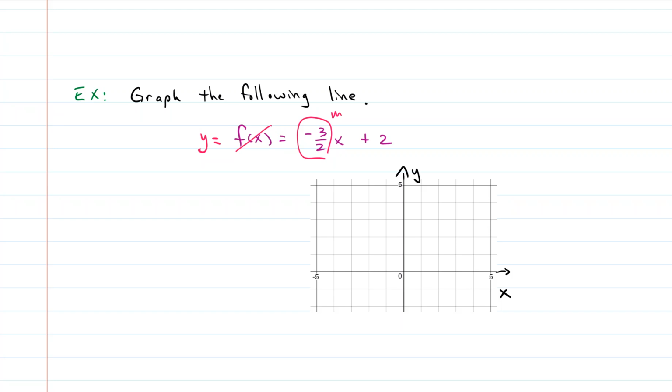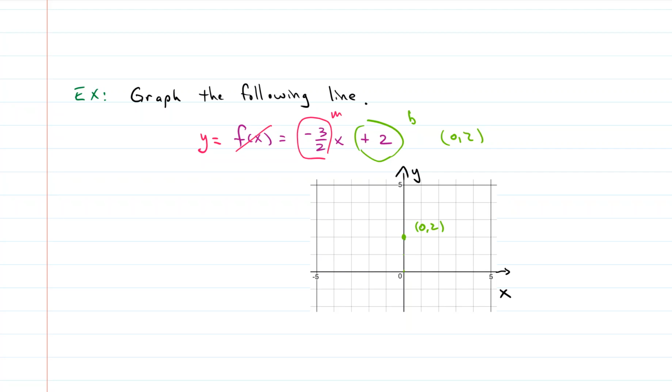And what is the b? 2. So that means (0, 2) is our y-intercept. So 0, here's 0 for the x, and then 1, 2, we go up. So here we have our point, (0, 2). There's our y-intercept, and negative 3/2.